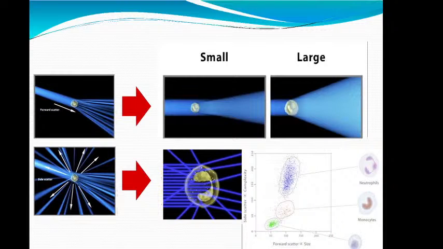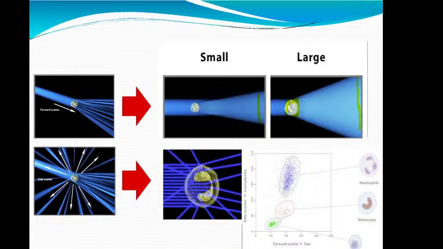Now this is again the same thing. The beam of light just passes through this cell and we will get forward scattering as well as side scattering. If the size of the cell is large, the forward scattering is more. If the size of the cell is small, the forward scattering is small. So by this we are able to know the size of the cell. And similarly side scattering will tell us the internal granularity of the cell.